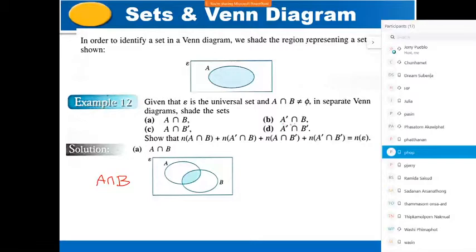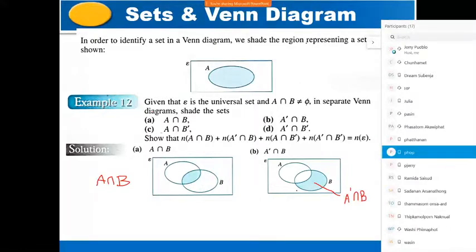Okay, now A complement intersect B. So A complement means outside A, no? Outside A but inside B. That's why this is the area. This area here is A complement intersect B. Understand? Okay. And the set C, letter C, A intersect B complement. Looks like the opposite here, no? So we will shade this part.